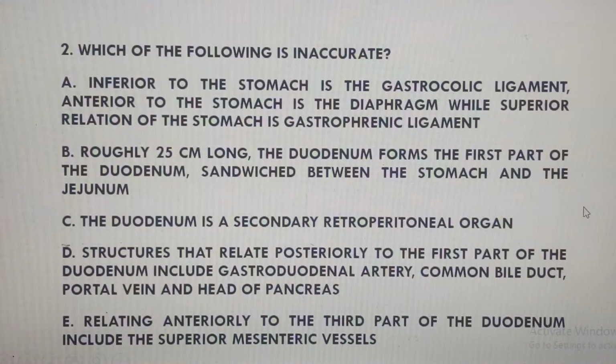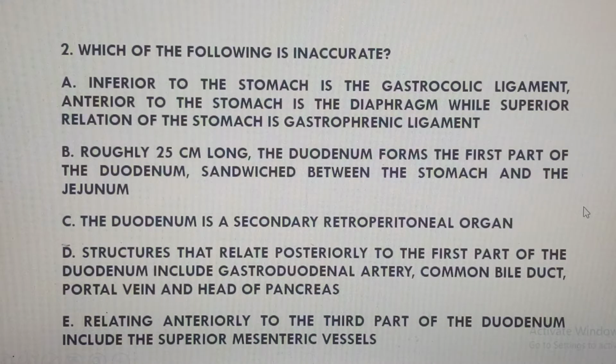Yes, so we go to question number 2, and question number 2 says, which of the following is inaccurate? Now option A says inferior to the stomach is the gastrocolic ligament, anterior to the stomach is diaphragm, while superior relation of the stomach is gastrophrenic ligament. We've seen some of these things. Yes, this is a true statement.